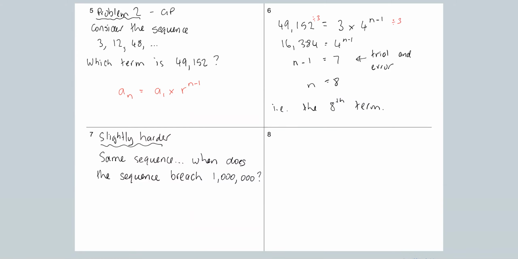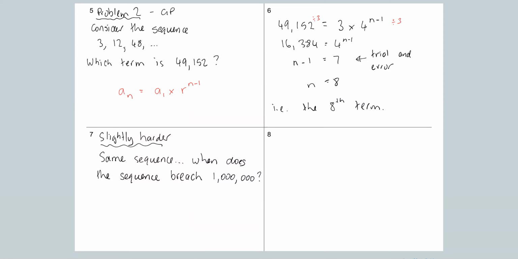Okay, so let's have a look at the slightly harder problem. Same sequence, but when does the sequence breach, go over, in other words, 1 million? And we're assuming that the sequence won't actually hit 1 million, but it'll be either side of 1 million between one term and another, just like we did with the arithmetic progression and 0. We start off the same way.